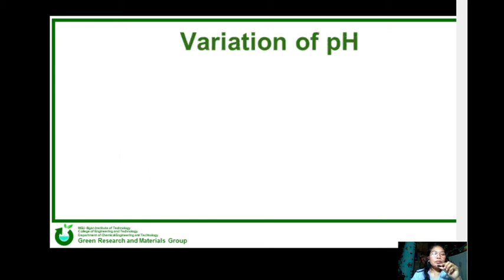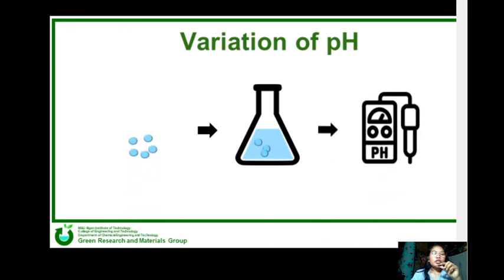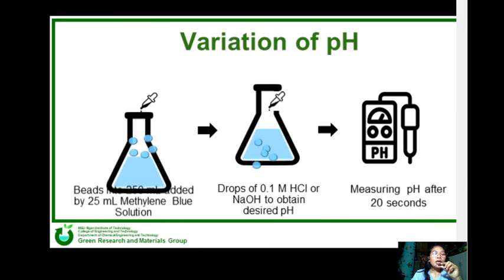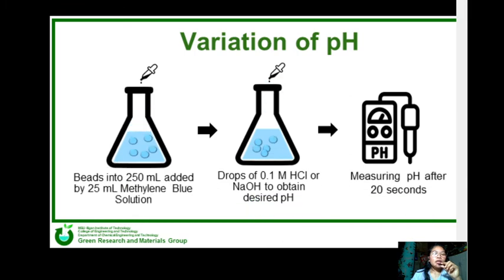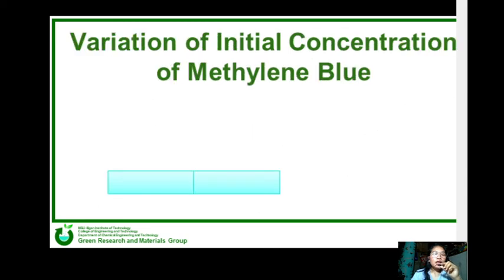The pH of the methylene blue solution will greatly affect the entire adsorption process, particularly the adsorption capacity. In each run, 25 ml of methylene blue of a certain pH will be poured into a volumetric flask containing 0.1 gram of centi-size adsorbent beads. To achieve the desired pH, droplets of 0.1 M HCl or NaOH will be added to the solution and will be measured by pH meter for 20 seconds.